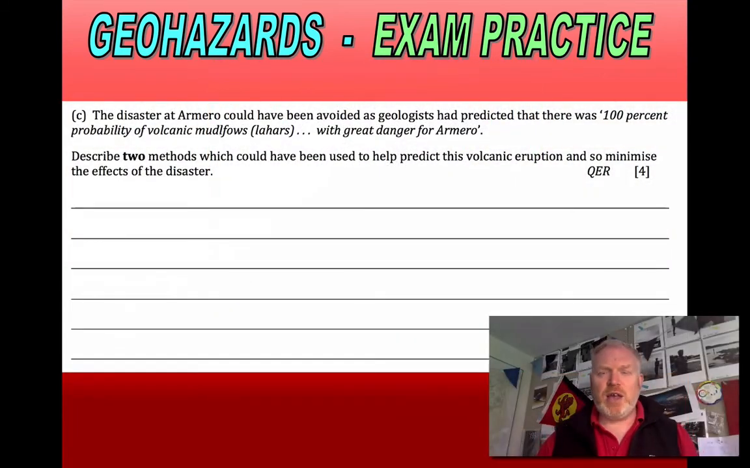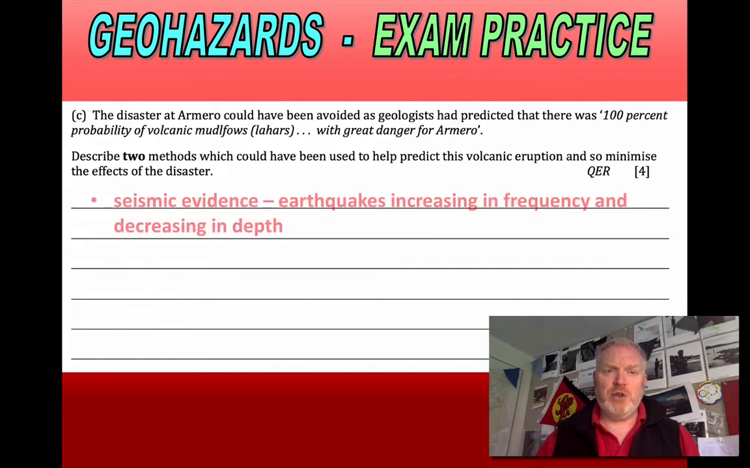In your exam, you can get these slightly longer questions. You'll see they're labelled QER, Quality of Extended Response. So your answer should flow as a paragraph. I'm going to give you some bullet points here to show you the type of things that you should be talking about. So if you're looking at two methods that could be used, any two of these will give you the marks. So you could look at seismic evidence, looking for earthquakes getting more frequent, getting closer to the surface.